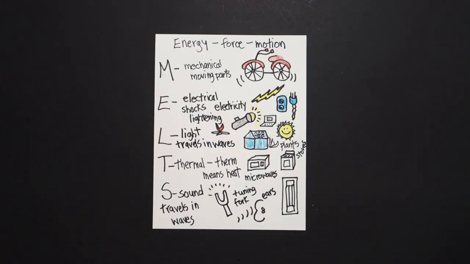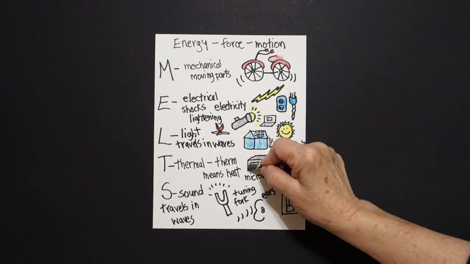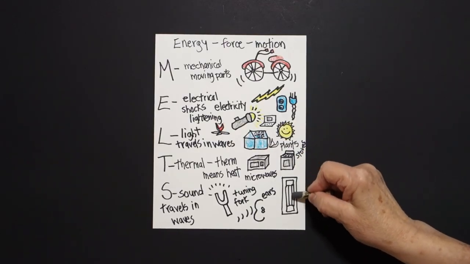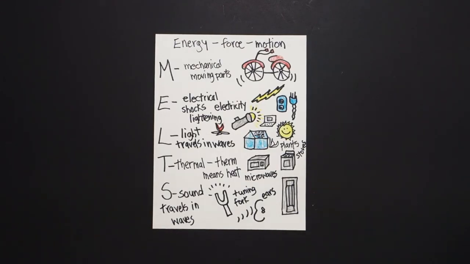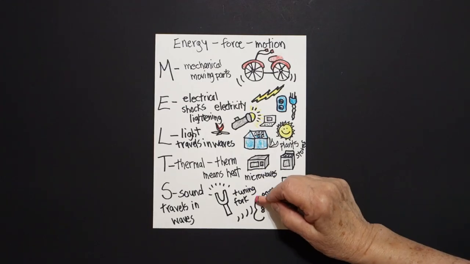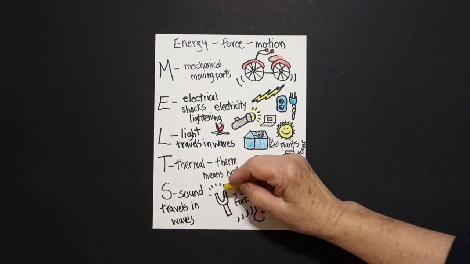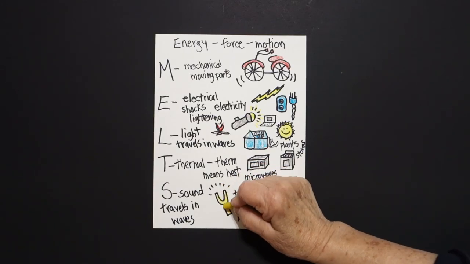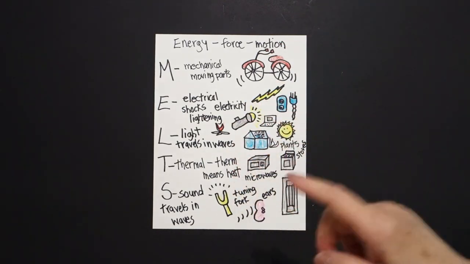And a little bit of green. Oops, I forgot my green. A little bit of green for my plants. Now we come over, use gray for our microwave. Gray for our stove. Gray for my heater. Let's do pink ears just for another pop of color. And let's use yellow for my tuning fork. Different forms of energy. Mechanical, electrical, light, thermal, and sound.